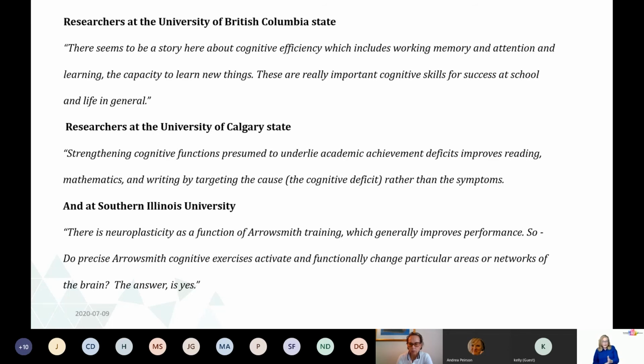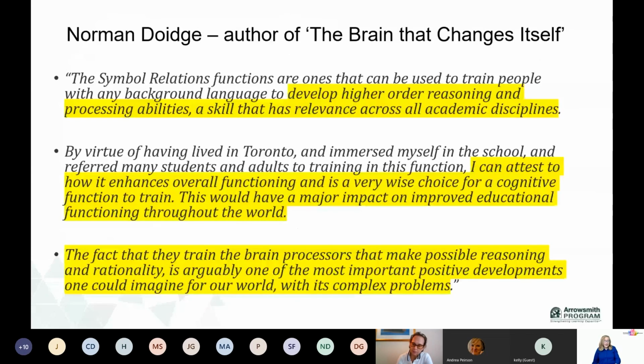And then Southern Illinois University, the conclusion is there is neuroplasticity as a function of Arrowsmith training, which generally improves performance. So do precise Arrowsmith cognitive exercises activate and functionally change particular areas or networks of the brain? The answer is yes. And this was, I don't know if people know Norman Doidge's work.